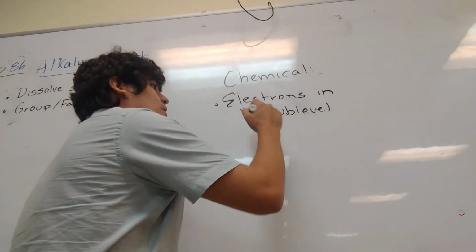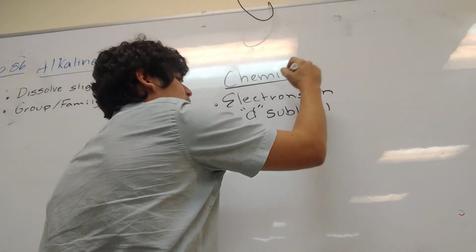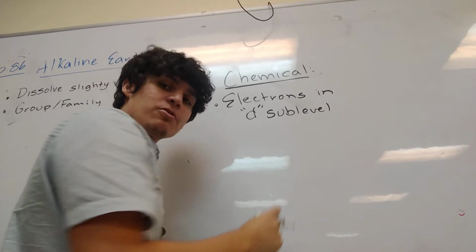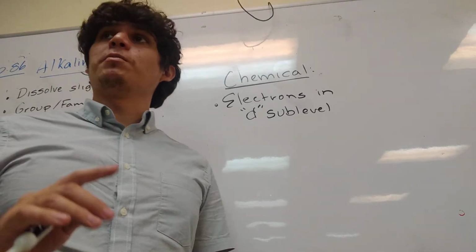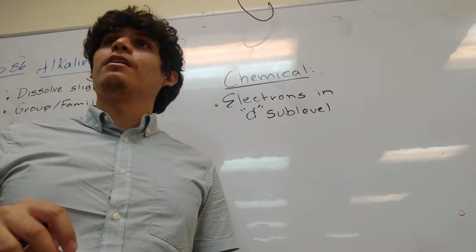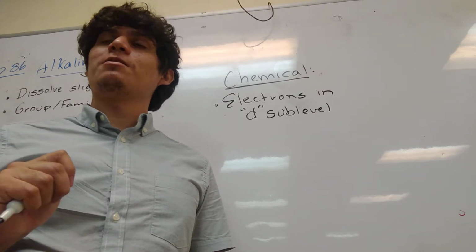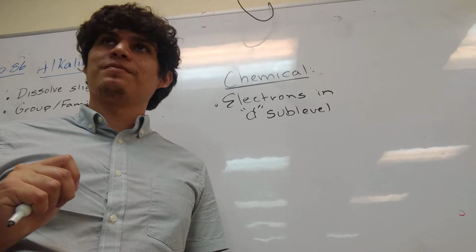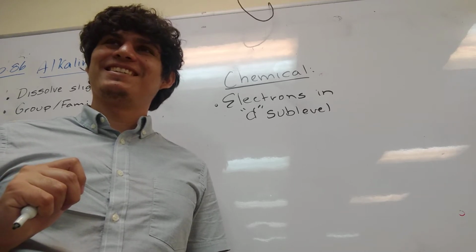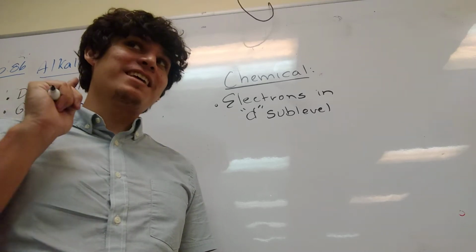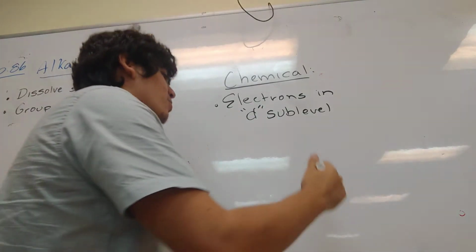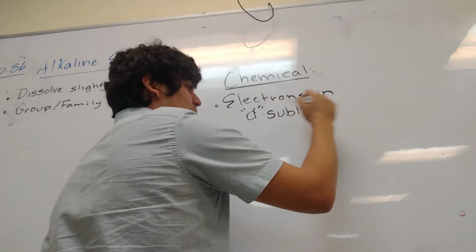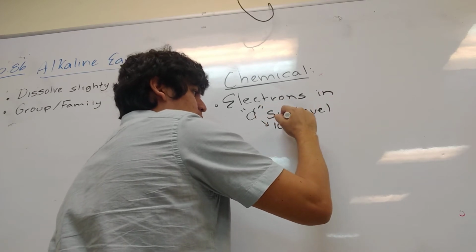First off, in terms of chemical properties of these elements, the electrons are in the d sublevel. Now remember, out of the 4 sublevels, S, P, D, and F, how many electrons can the d sublevel hold? 14. 14 is the biggest one, and that's F. So next one down. Yes, very good. So the d sublevel can hold 10 electrons, and remember that, okay?